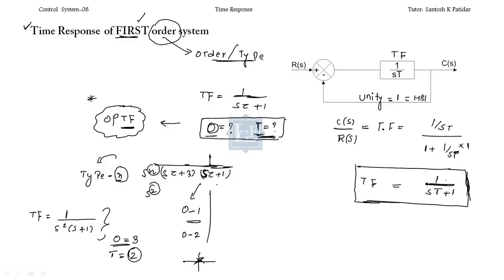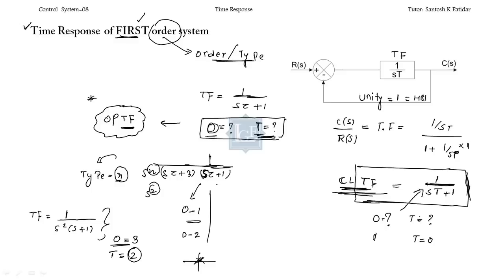Definitely this is a first order system, but they will give you this as the closed loop transfer function of some system. What is the order and what is the type of the system? So please do not give the answer on the basis of the closed loop transfer function. If you observe this transfer function, definitely you'll say that the order is 1 and the type is 0.